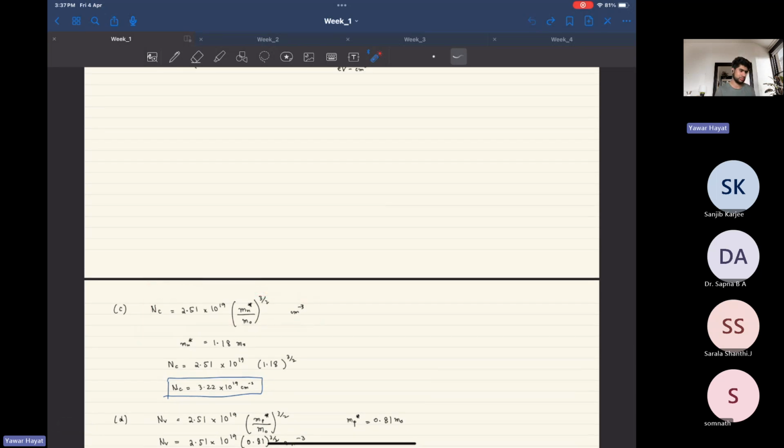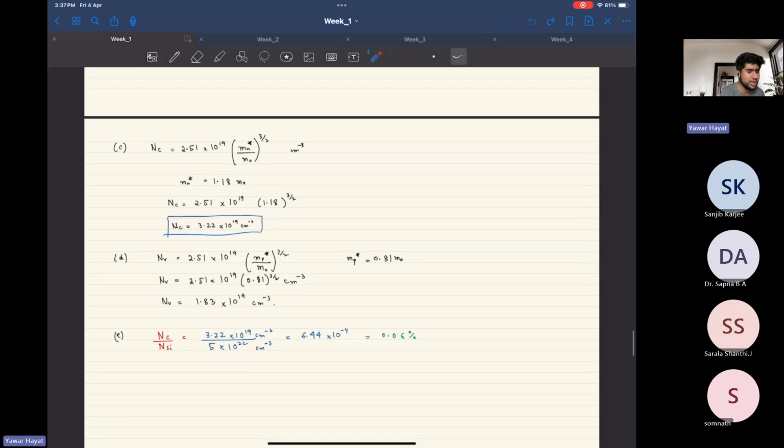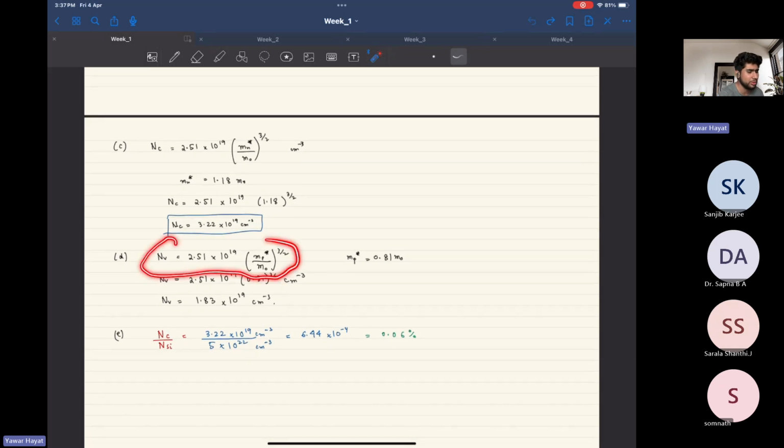It's not expected that you would remember this formula, but suppose this is given to you, then you can utilize this ratio, Mn star by M naught, that is 1.18. If you use that in this, then your NC can be computed, and NC comes out as 3.22 into 10 to the power 19 per centimeter cube. Similarly, if I give you this particular formula, you can utilize this ratio and compute NV. Then NC by NSI. What is NSI?